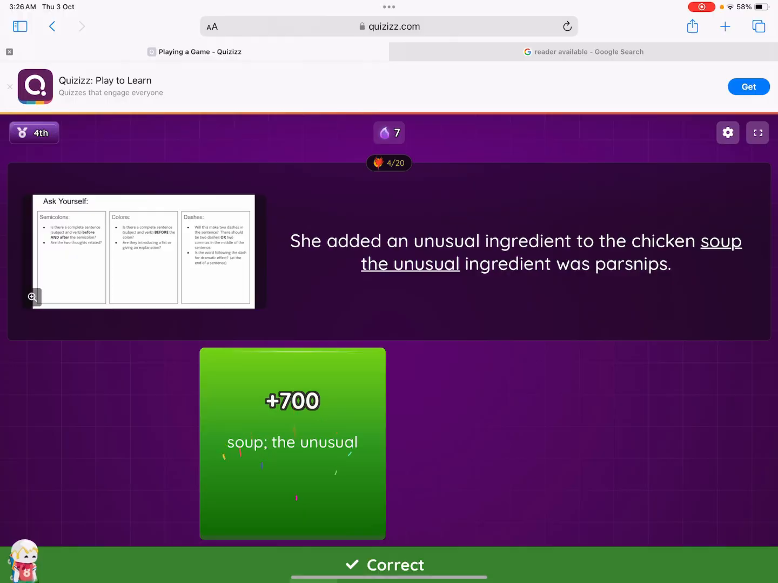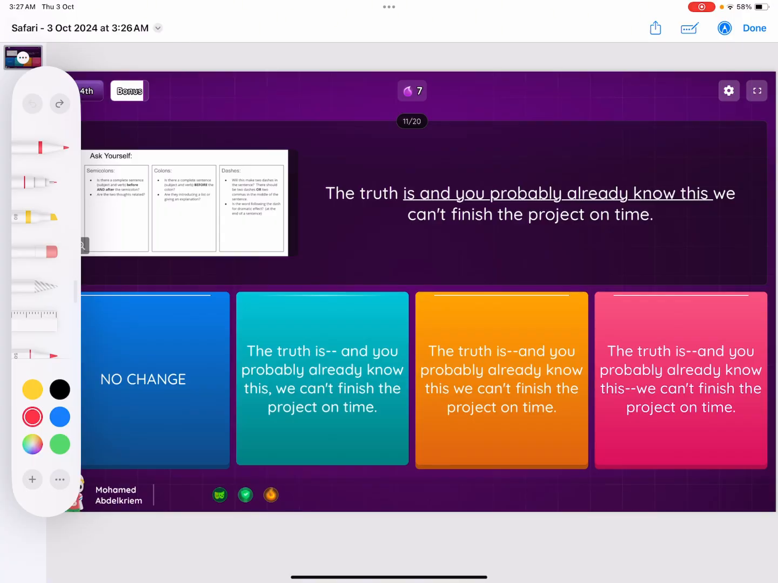This one is a little bit mixing up as well. The truth is, and you probably already know this, we can't finish the project on time. So here the truth is my subject and is my verb. So the truth is what? I have no idea. And you probably already know this. This is again extra information.